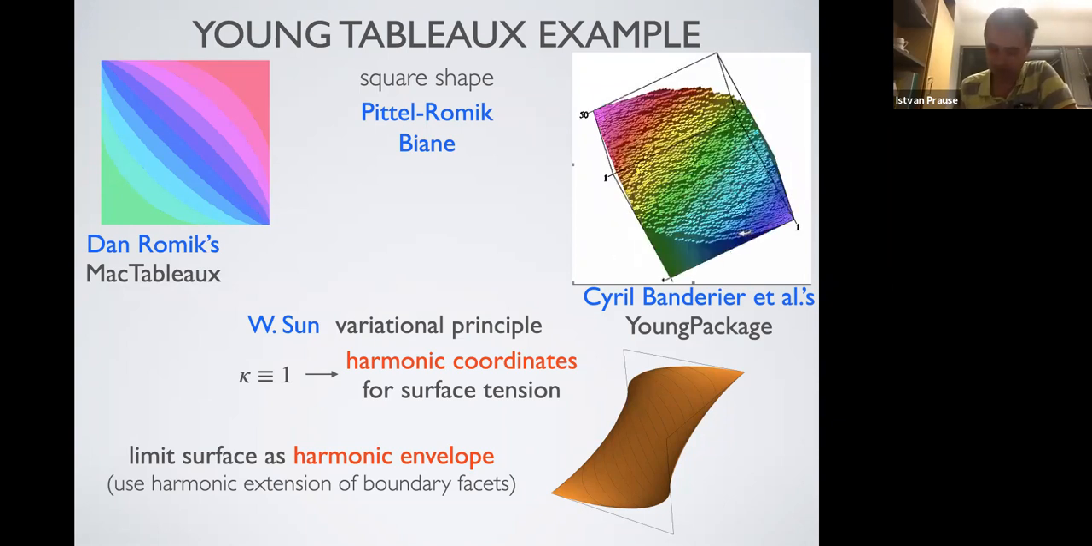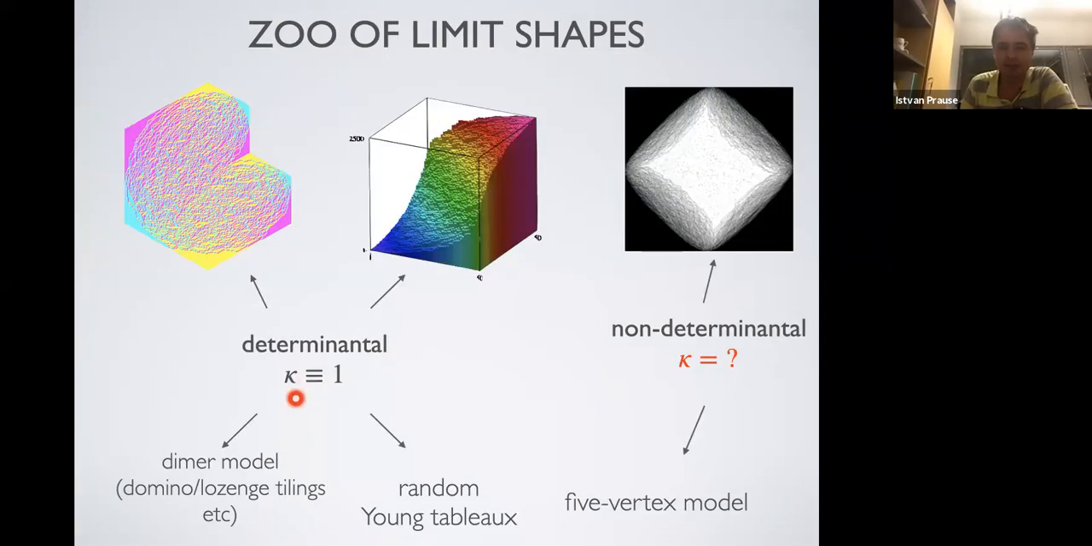Now, we have seen that there is this kind of zoo of limit shapes, and for determinantal models, everything is nice because kappa is constant, so we have harmonic dependence. We can use this harmonic envelope construction. The question is what happens for non-determinantal models. What is kappa, for instance, and how can we study the limit shapes?